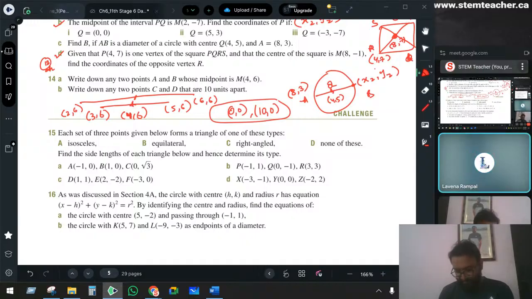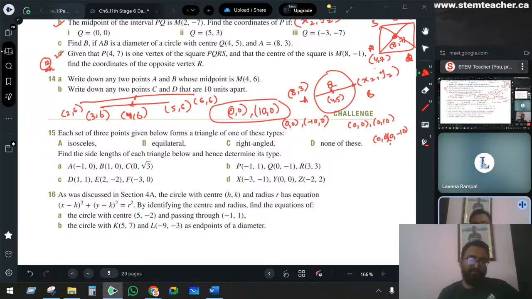Okay, I simply took from the origin 10 units in the x-axis right side. You can take another point. What is another set? 0 comma 0, minus 10 comma 0. This is another set. I will give one more set: 0 comma 0, 0 comma 10. You can give 0 comma 0, 0 comma minus 10. You can get all these combinations.